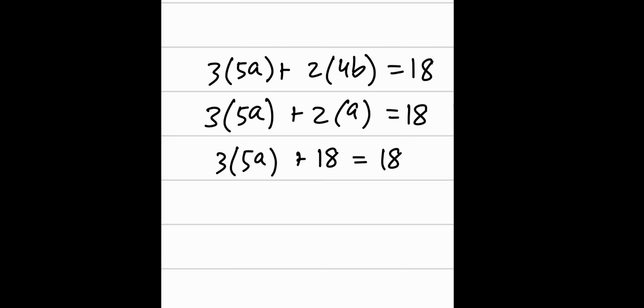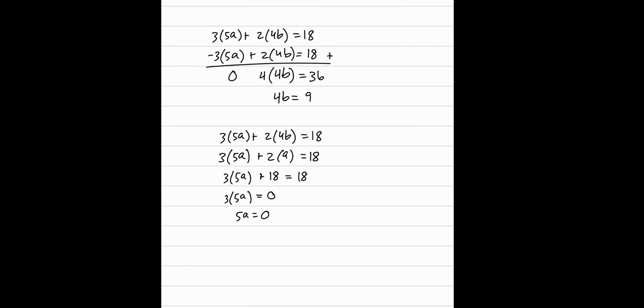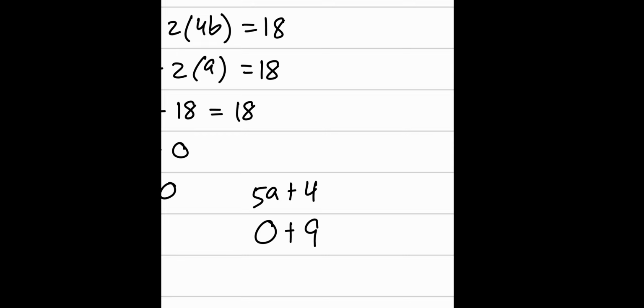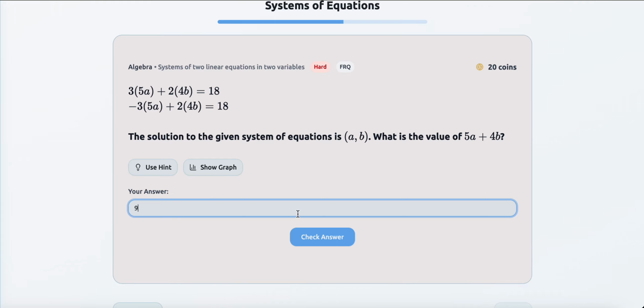Subtract both sides by 18. 3 times 5a equals 0. Divide both sides by 3, and 5a is equal to 0. So 5a equals 0, 4b equals 9. So 5a plus 4b, that's going to be 0 plus 9, or 9. So that should be our solution.